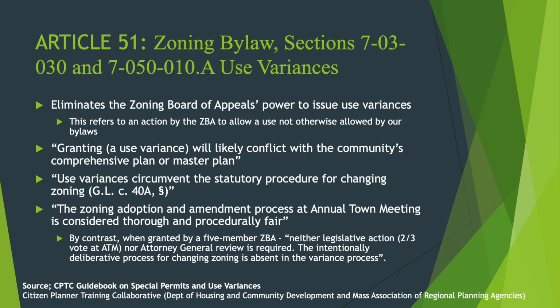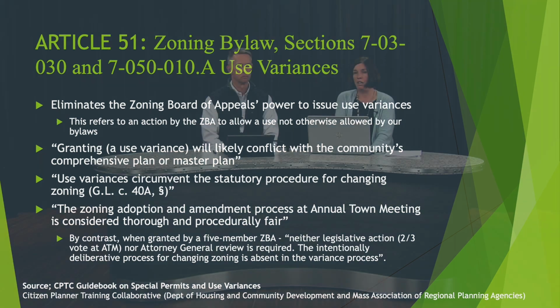So the reason why this is controversial is because some applicants may not be able to wait a year or so to go through the process of changing the zoning for that specific area. So they like to have the flexibility of going to the Zoning Board of Appeals at any time during the course of the year and getting that relief. So that's what this article is about, whether the town should continue to grant the power to the Zoning Board of Appeals to issue use variances, or whether it should eliminate that as an option.